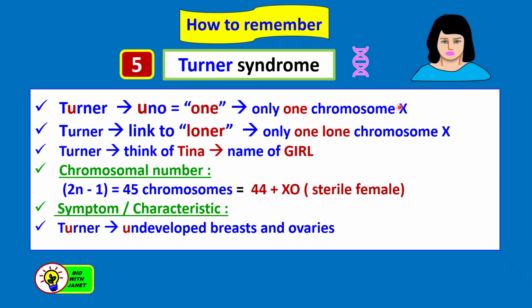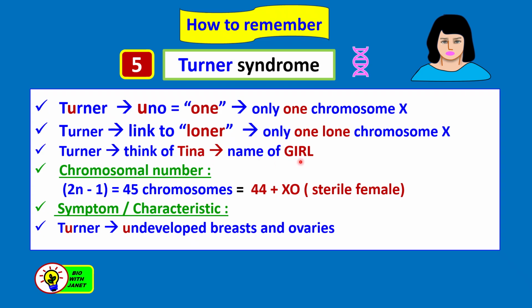Okay, they must have at least the X chromosome. So Turner is linked to loner, that means one lone chromosome X. These two words, Uno and loner, help us to remember that there's only one chromosome X, a lone chromosome X, sex chromosome X. And when you think of Turner, think of Tina, Tina Turner.